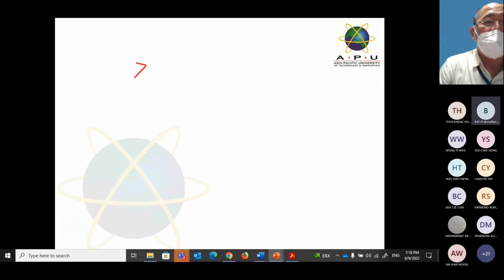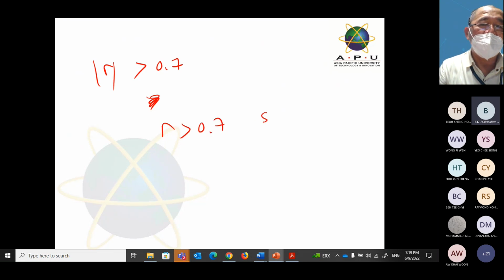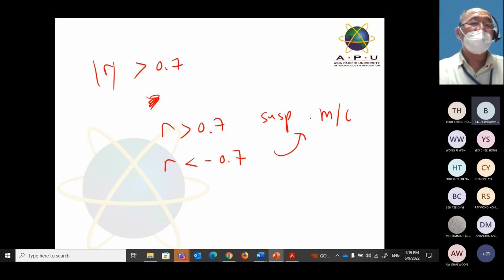Here they mention more than 0.7, including more than. That is R, not like this. R more than 0.7 means you should suspect maybe there is multi-collinearity. If R is smaller than negative 0.7, you should also suspect maybe there is a problem of multi-collinearity. Maybe.